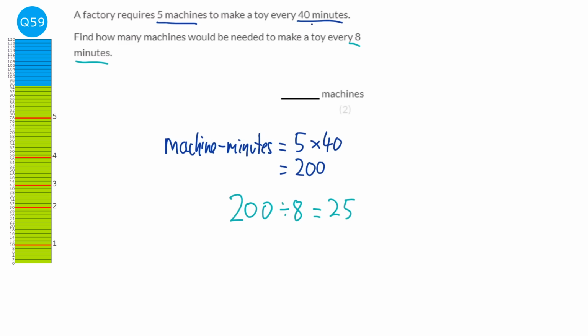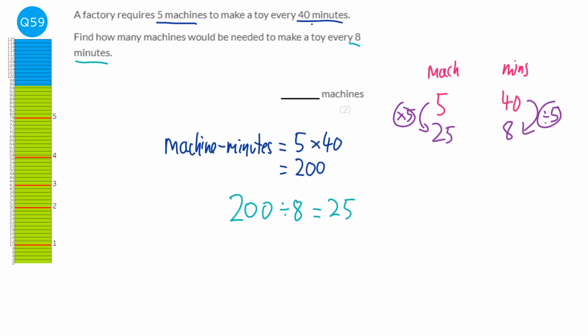And the logic here is 5 machines, so this is machines, and this is minutes, is 40. Then 8 minutes, if you think about it, we divide that by 5 to get to 8. And so if we divide the amount of minutes by 5, we actually times the amount of machines required by 5. So this is called an inverse relationship. So if one doubles, the other halves. If one divided by 5, the other will times by 5. So our answer here is 25 machines.